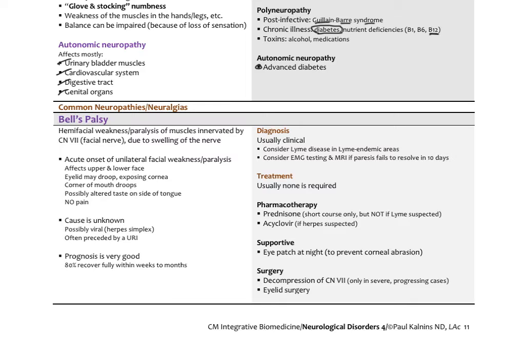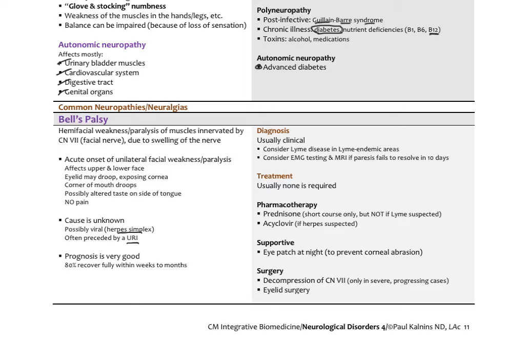This is pretty common. Hemifacial weakness, paralysis of muscles innervated by the 7th cranial nerve, the facial nerve, and it's due to swelling of the nerve. And we think it's probably due to a virus, maybe herpes simplex or another virus. Usually Bell's palsy is preceded by an upper respiratory tract infection. But usually there's acute onset of unilateral facial weakness or paralysis. It affects the upper and lower face. The eyelids may droop, and that exposes the cornea, and that could be a big problem. So I'll talk about that in the treatment here in a second.